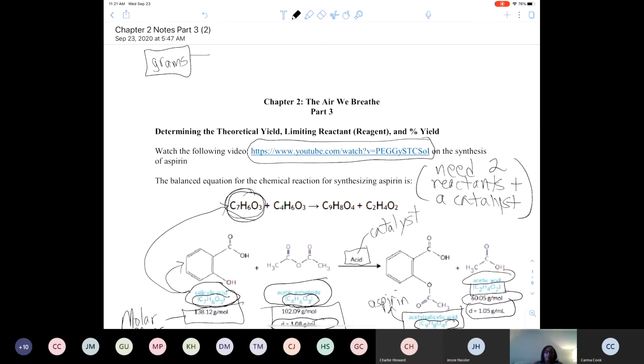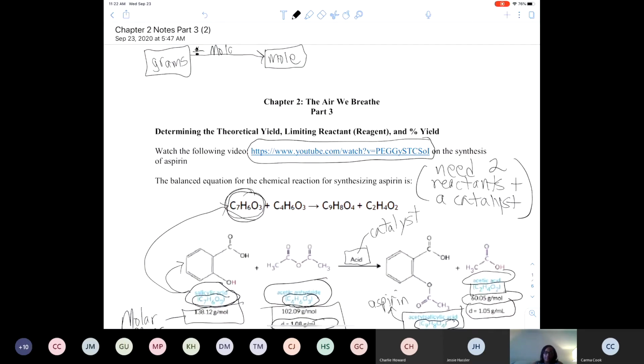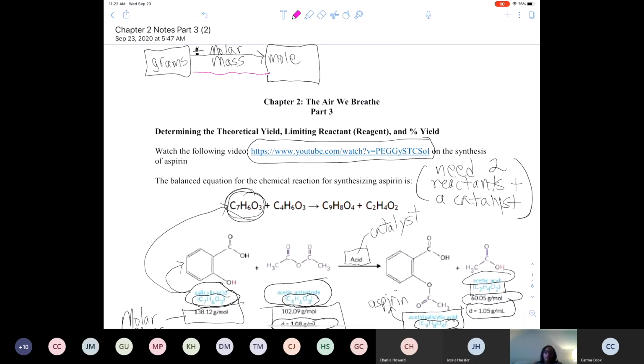So we can convert grams to moles by dividing by the molar mass. Take the grams, divide those grams by the molar mass, and you will have converted those grams to moles. And of course, you can go in the opposite direction. You can convert moles to grams by multiplying by the molar mass.